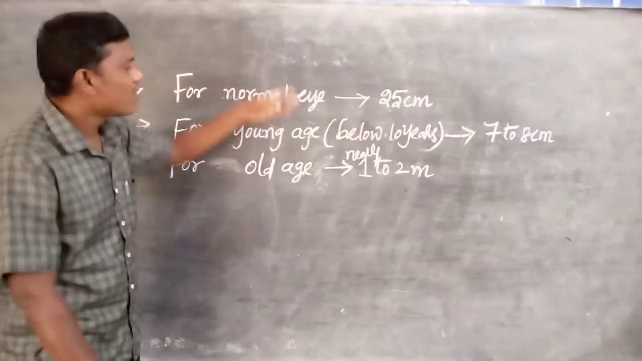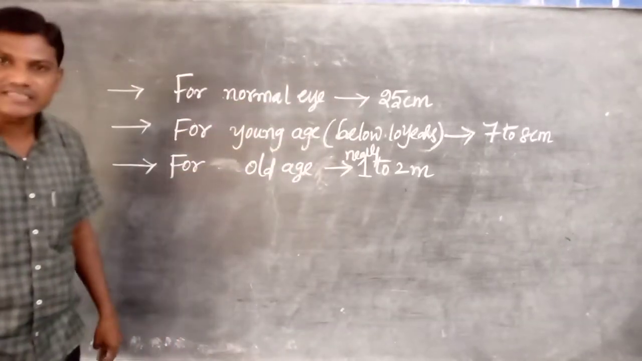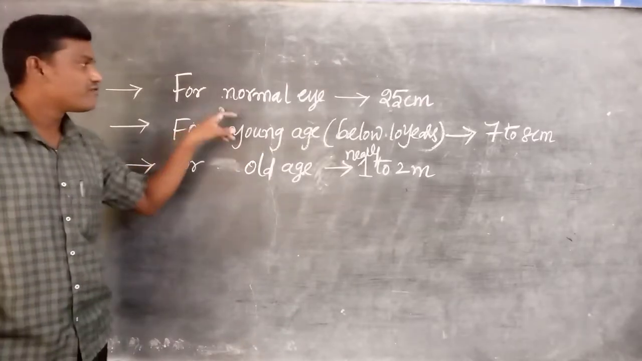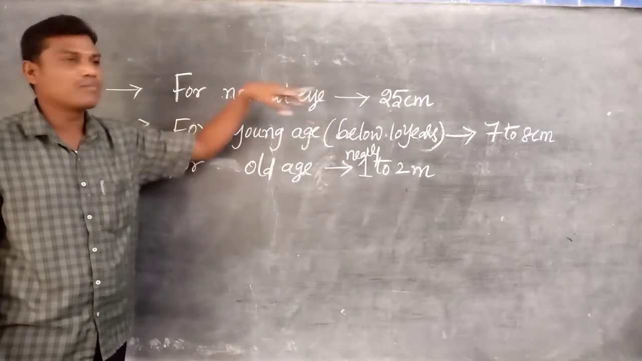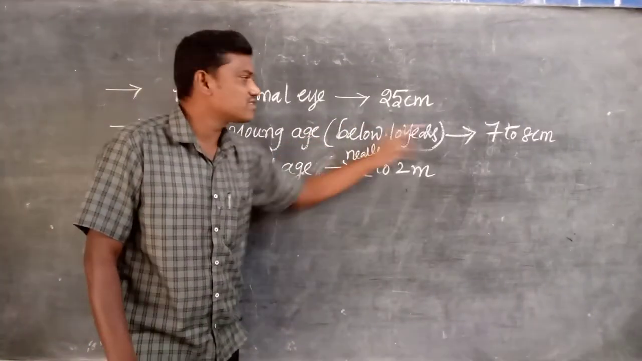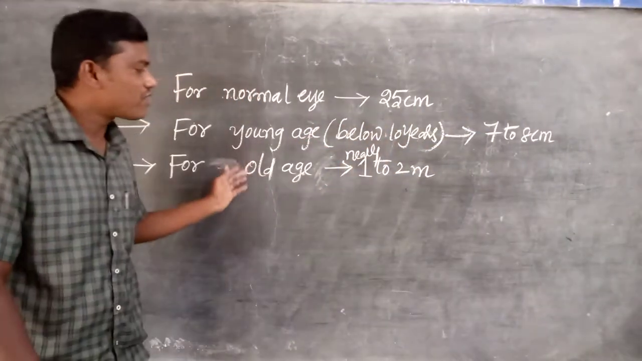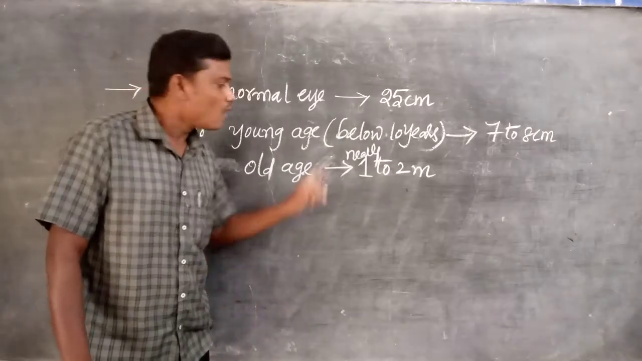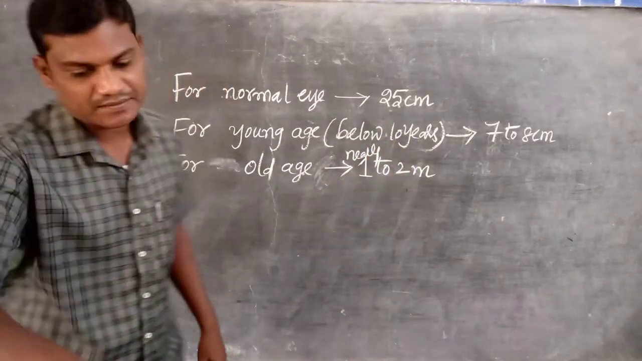So these are the values of the least distant vision at different ages. For a normal eye, normal age, it is 25 centimeters. Below 10 years, children 7 to 8 centimeters. For old age people, nearly 1 to 2 meters.